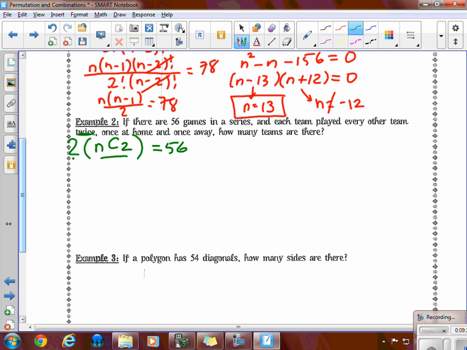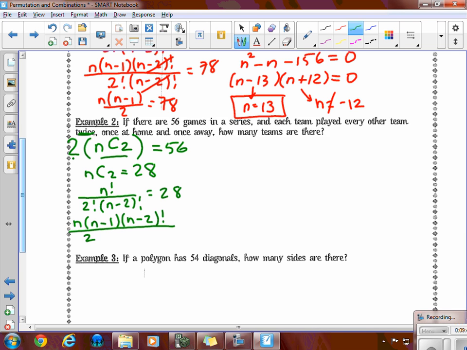So now we have to solve this. First thing I would do is divide that 2 out, and I'd be left with nC2 equals 28. Put this into the formula for combinations: n factorial over 2 factorial times n minus 2 factorial is 28. Then we get n times n minus 1 times n minus 2 factorial, all over, and I'm just going to write 2 because 2 factorial is 2, over n minus 2 factorial. These are canceling, still equaling 28.